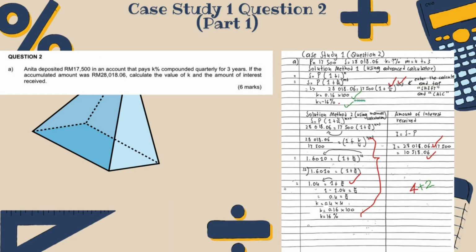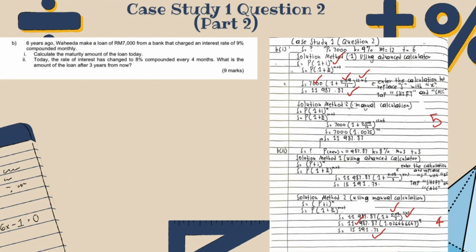Next, we will continue to the next question. I will give explanations based on the questions and answers given in the pictures. For question 2A, the compound interest formula was used to determine the nominal interest rate, k, by substituting the given values into the formula and solving for k. The annual interest rate was found to be 16%. The compound interest earned is 10,518 ringgit and 6 cents. Next, we continue to question 2B, first Roman.